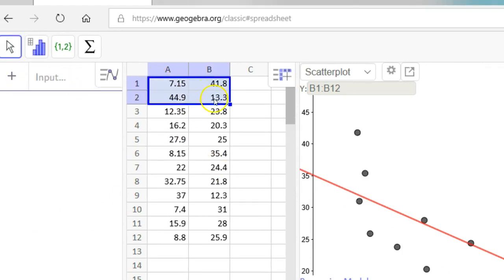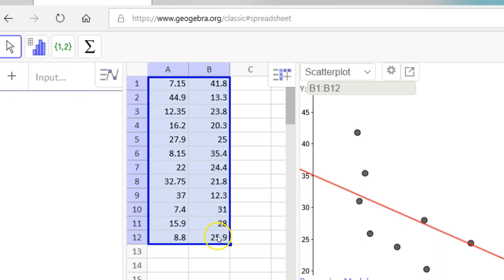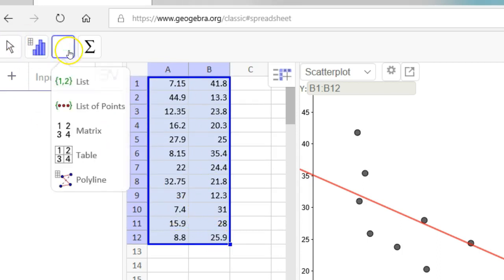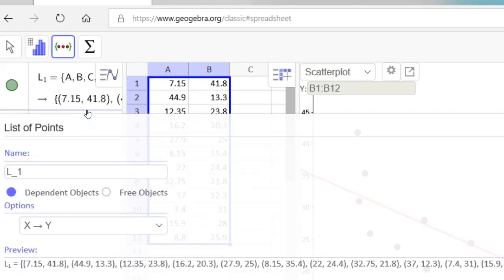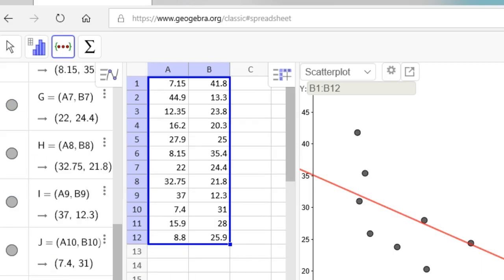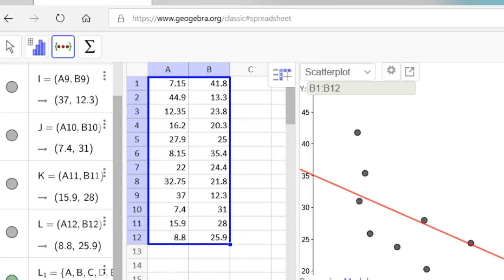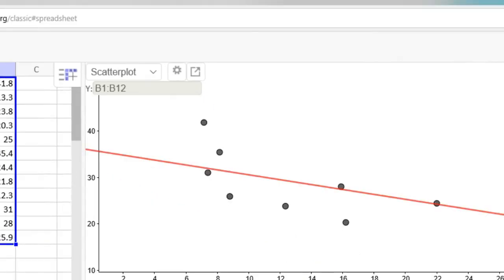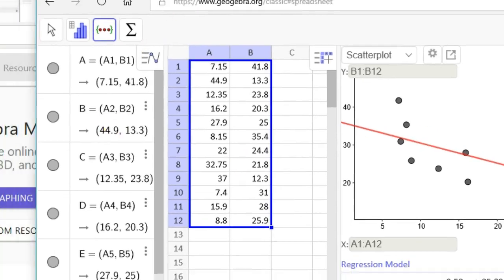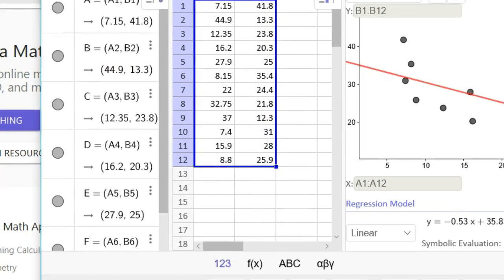But first what we have to do is make a list for our points. So I'm going to highlight all the data, and I'm going to create a list or a list of points, either one of them. And so I'll go ahead and create that. Notice the name of it is L1. I'll create that. There it is. Yeah, my screen's flying around here.